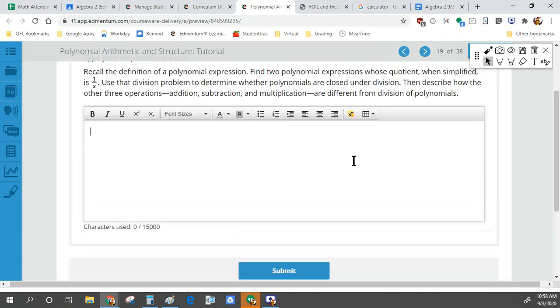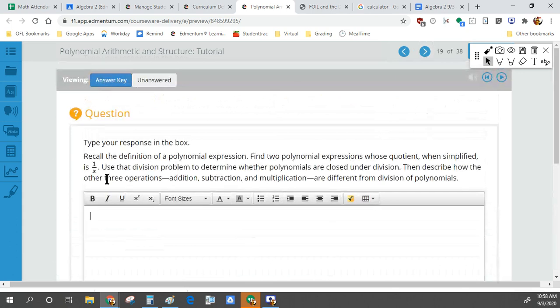Let me get this through. So we're going to get through this one. We're going to talk about the definition of a polynomial. Polynomial, two expressions whose quotient simplified into this. Division problem, whose polynomials closed under division, describe how operations are different from division. Okay, so this technically is a polynomial. This 1 over x is a polynomial. It's x to the power of minus 1, right?